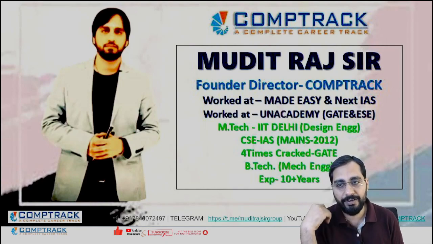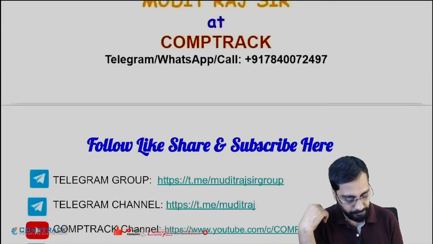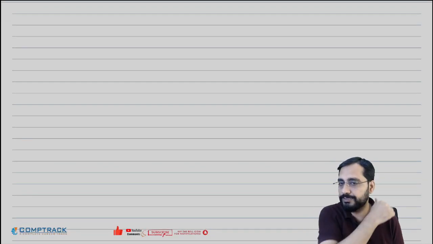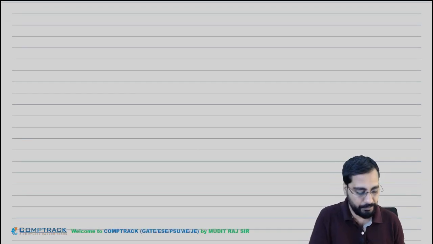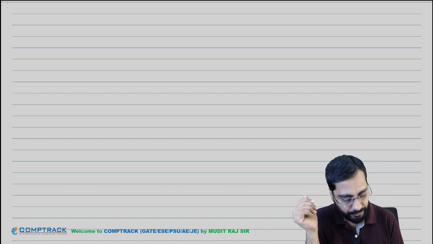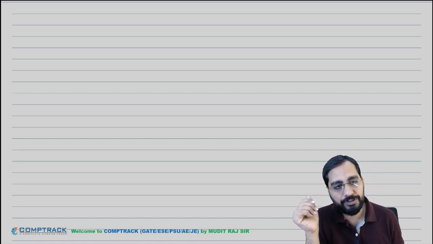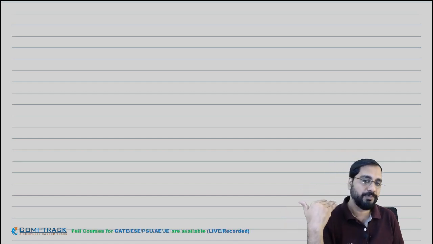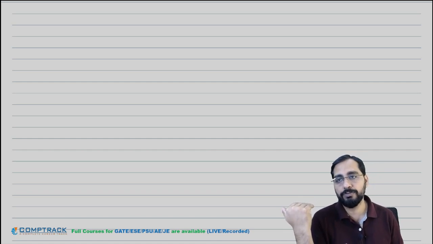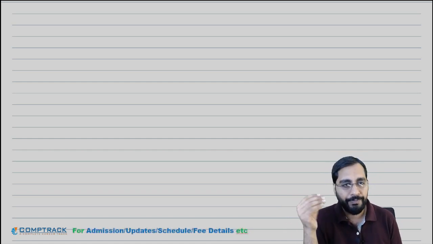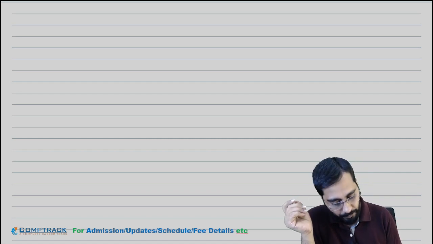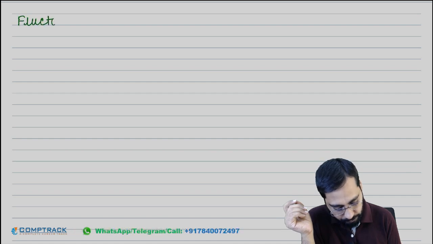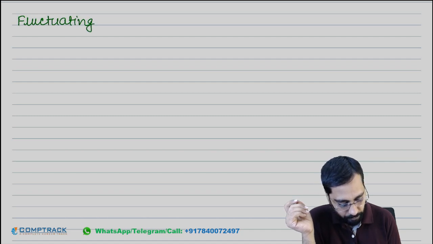So, design for static loading. Static load we have done, right? And also we have seen the effect of stress concentration factor, theoretical stress concentration factor. Now we are going to see the effect of fluctuating loading, or you can say design against fluctuating load. This is also called your fatigue load. So write down the heading: fluctuating load.